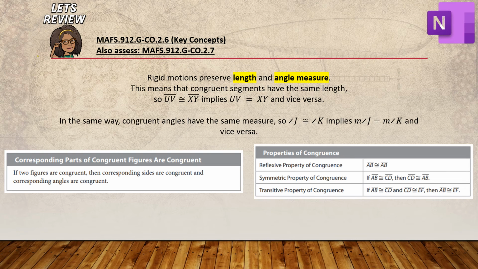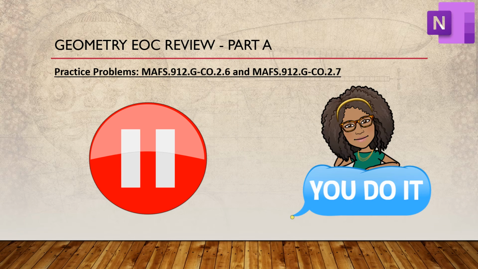We also look at congruency in regards to length and measure. So we're looking at the corresponding parts of the pre-image and making sure that those parts of the pre-image are mapped onto the image after the transformation. So at this time, you're looking at the key concepts, familiarizing yourself with them, recalling them from topic 1 of our lesson. And then once you have done looking at the key concepts, you're going to go ahead and pause this video and work out some of the practice problems for these 2 standards.